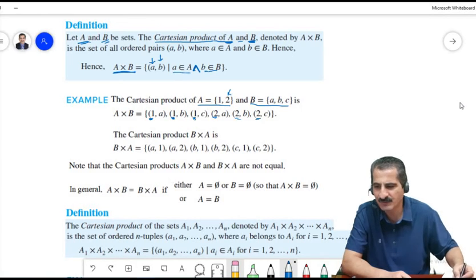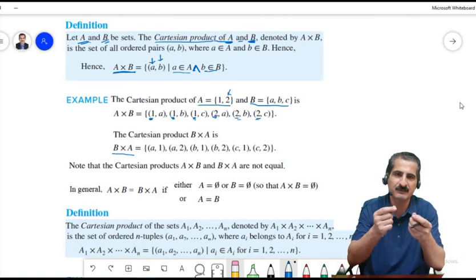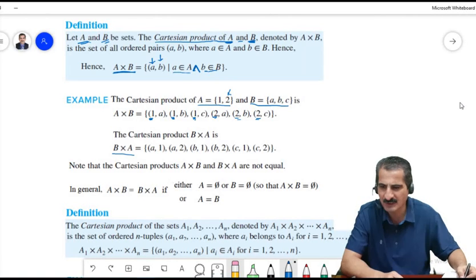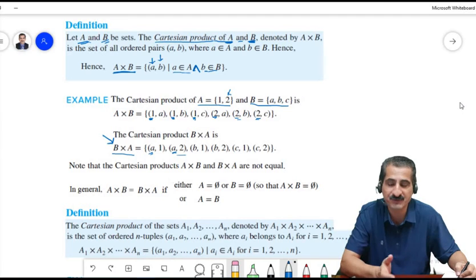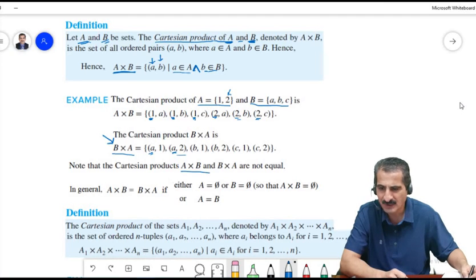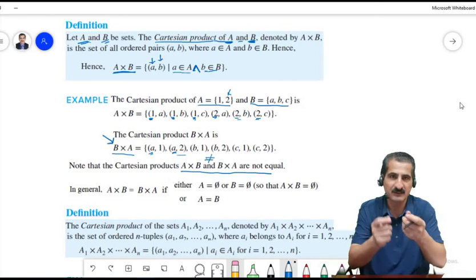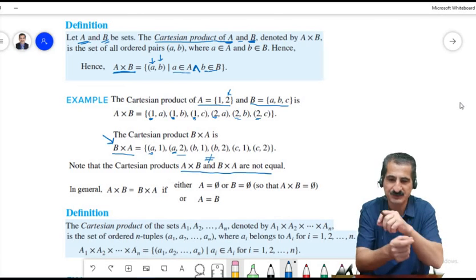Now, if we write B cross A, then the places will be swapped. Sorry, we'll have a1, a2, b1, b2, and c1, c2. So the first coordinate here will contain elements that come from the set that comes first. Okay, and you notice here A cross B is not equal to B cross A. When we change the coordinate, we change the order.